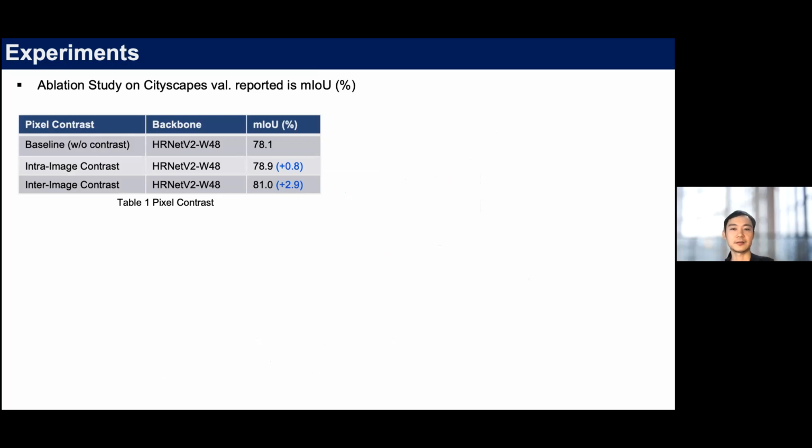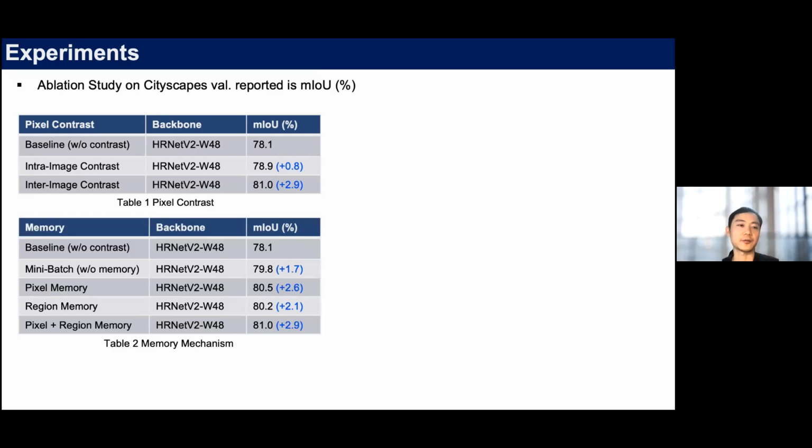Okay, now let's see some ablation experiments. This table studies the pixel contrastive learning. We use the HRNet as a baseline. It obtained the mIoU score of 78.1. By introducing intra-image contrast, the performance improved by 0.8. Here, intra-image contrast means that we only do contrastive learning in each individual image rather than across different images. After introducing the inter-image contrast, we can see a huge performance improvement of about 2.9.